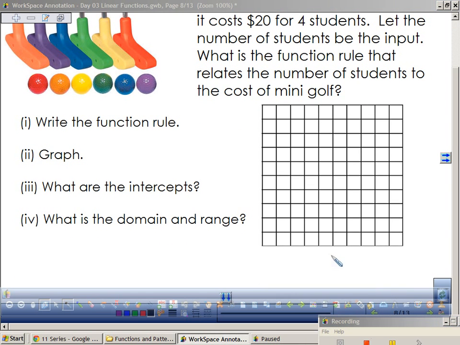What did you guys put for this variable? Student, you want to use S? Let's use N for number.